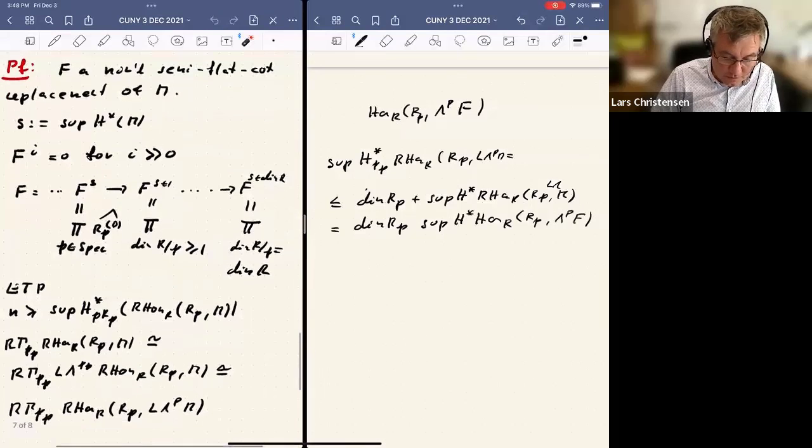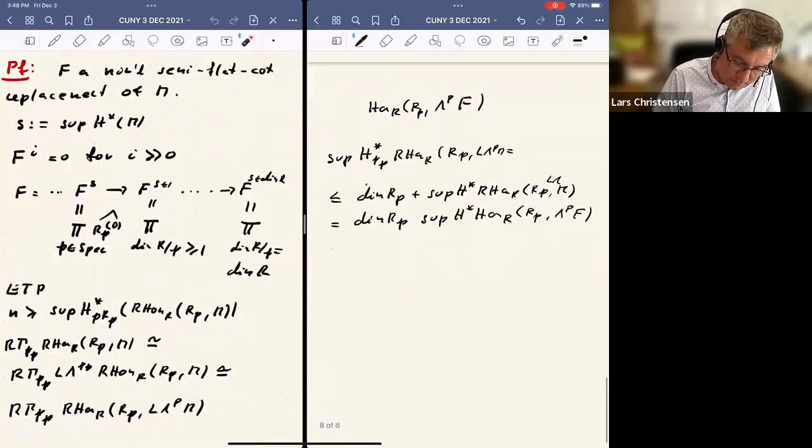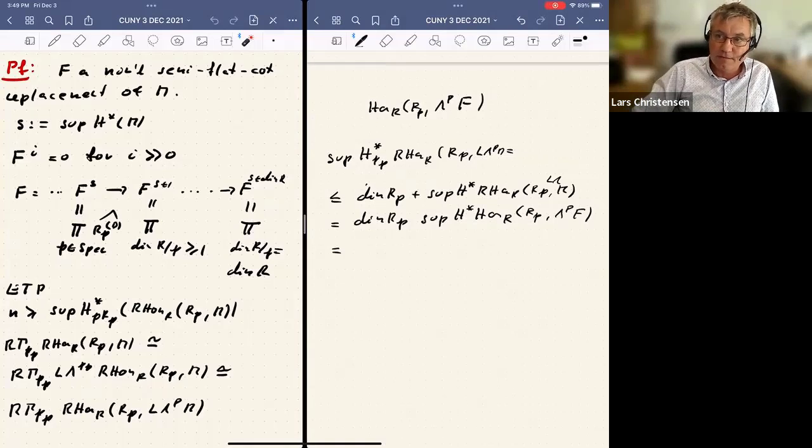And now if we look at what it looks like, of course, when I first complete, that means I throw away primes that sit above P. And then when I co-localize, I'm now throwing away primes that sit below. So in other words, I'm just picking out the components that correspond to this particular prime P. Those are the only ones that survive these two consecutive operations on the semi-flat cotorsion replacement. So this means that it stops.